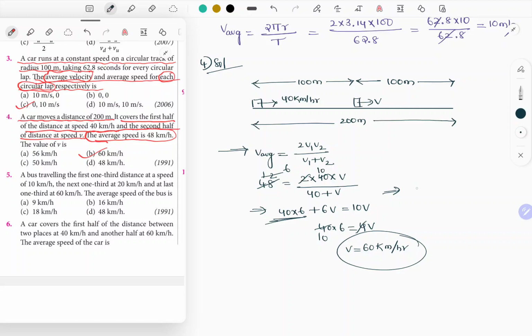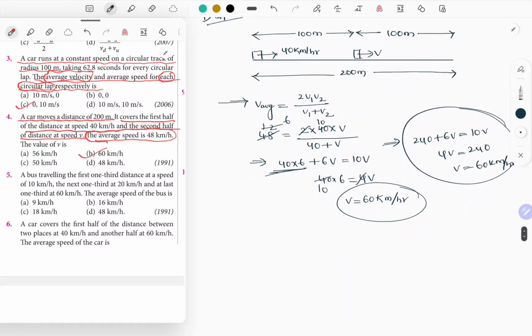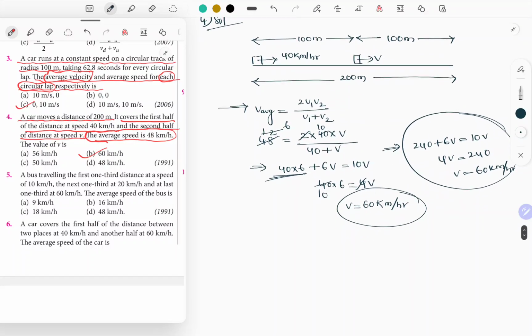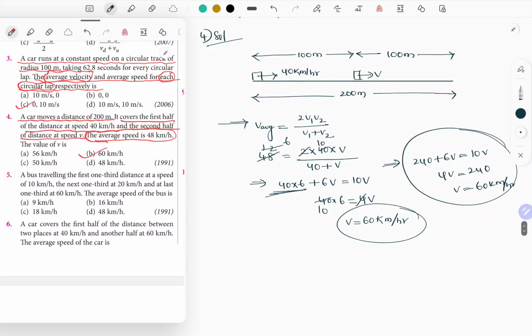See, for example, if you write the same thing as 240 plus 6v is equal to 10v, then 4v is equal to 240, then you can get the answer here also, 60 km per hour. This is also a way of answering. But instead of this, this is the easiest way for me. Because we are going to solve a lot of numericals in physics, while you are calculating, just check this kind of calculation, because we can save time, right? Just because the NEET examination is completely about timing. It's not about how much knowledge you have. You should be in a position to answer the question in very little time. That is what they are going to check.